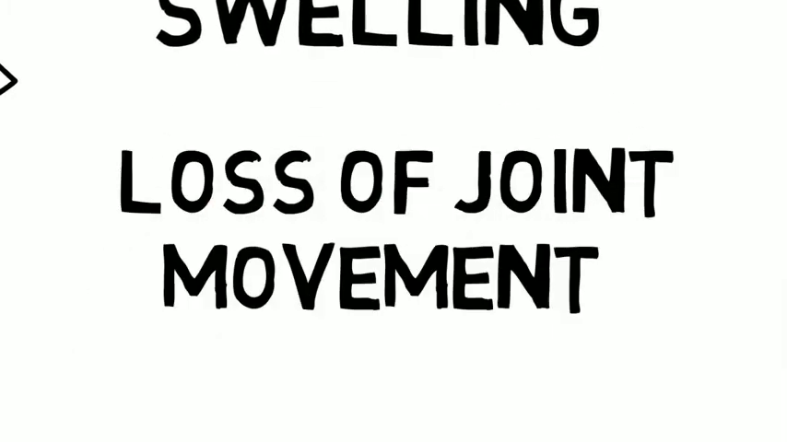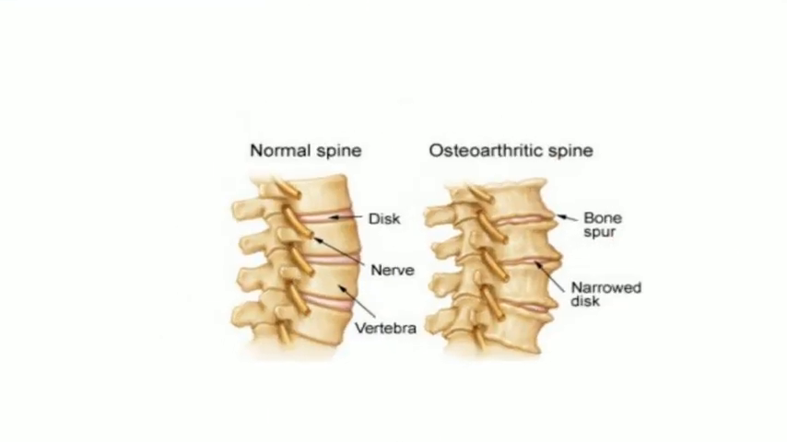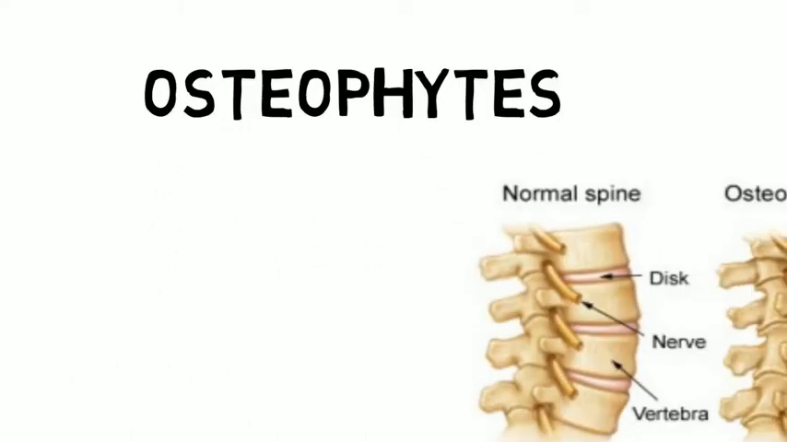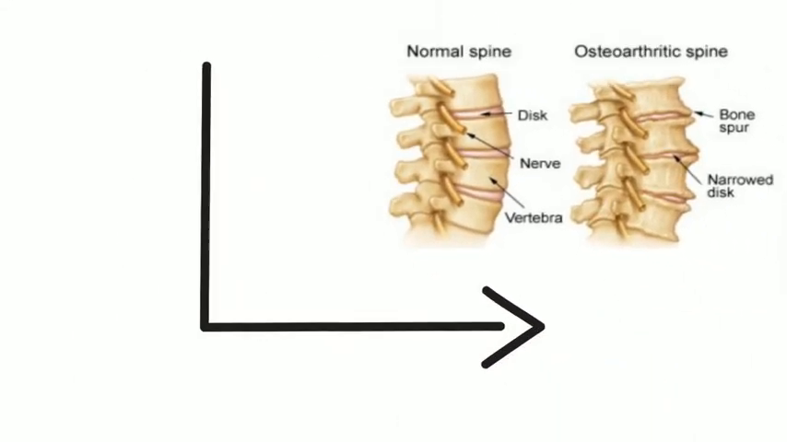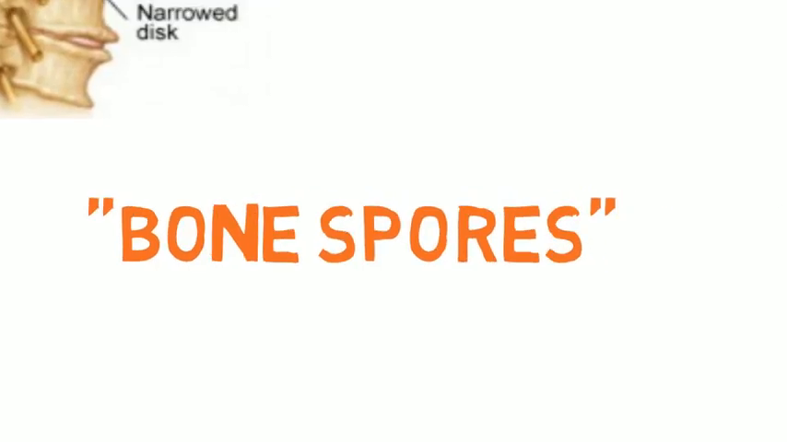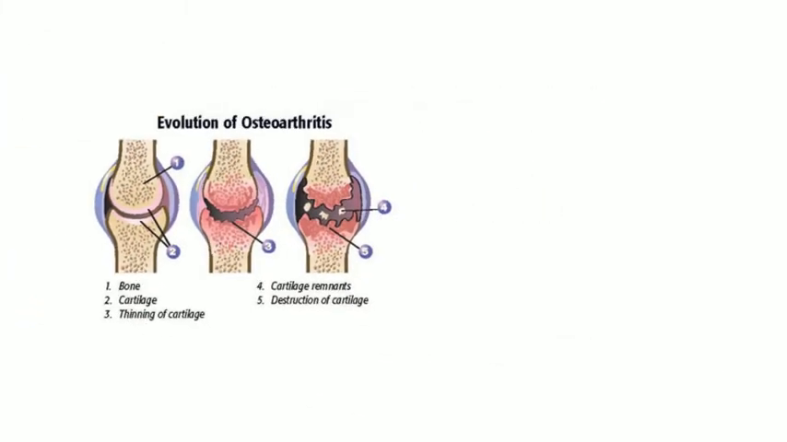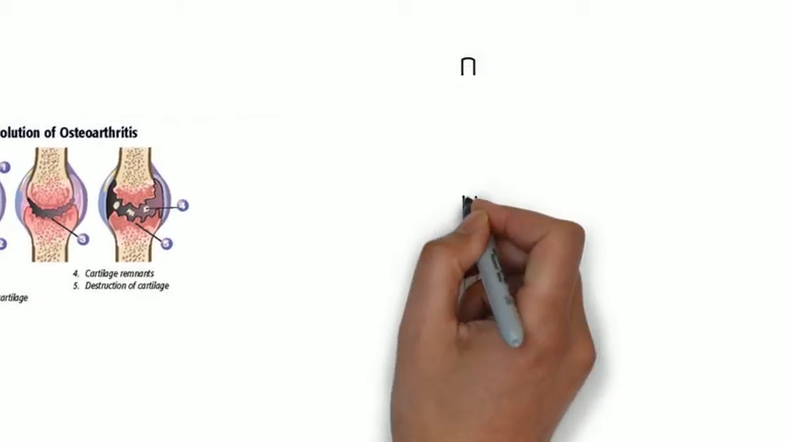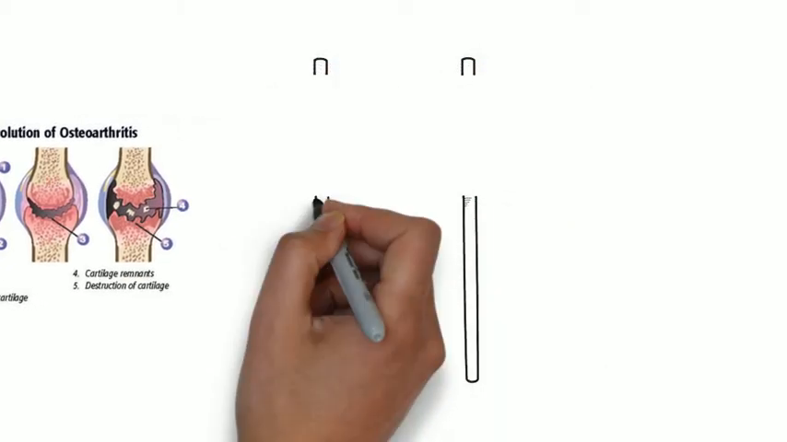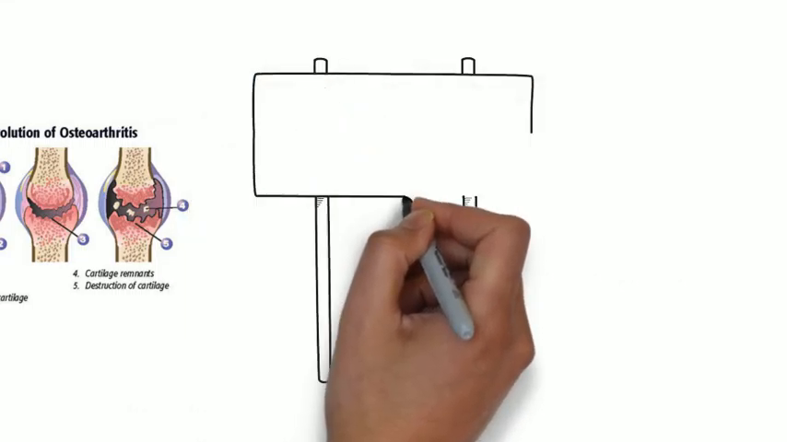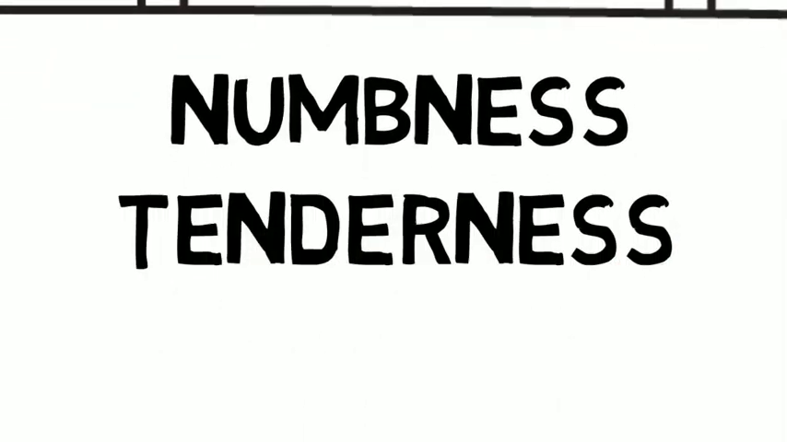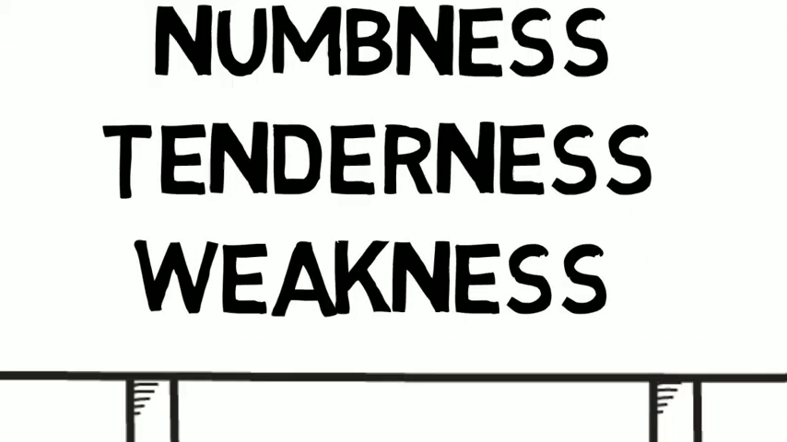Osteophytes, also known as bone spurs, grow on the ends of the bones and form over a long time. This is only painful when a bone spur begins to hit or rub a nerve. As a piece of bone or cartilage breaks off and floats around in the joint space, it will cause more pain and damage such as numbness, tenderness, and weakness. Some people with osteoarthritis have no symptoms, while others have significant pain and stiffness.